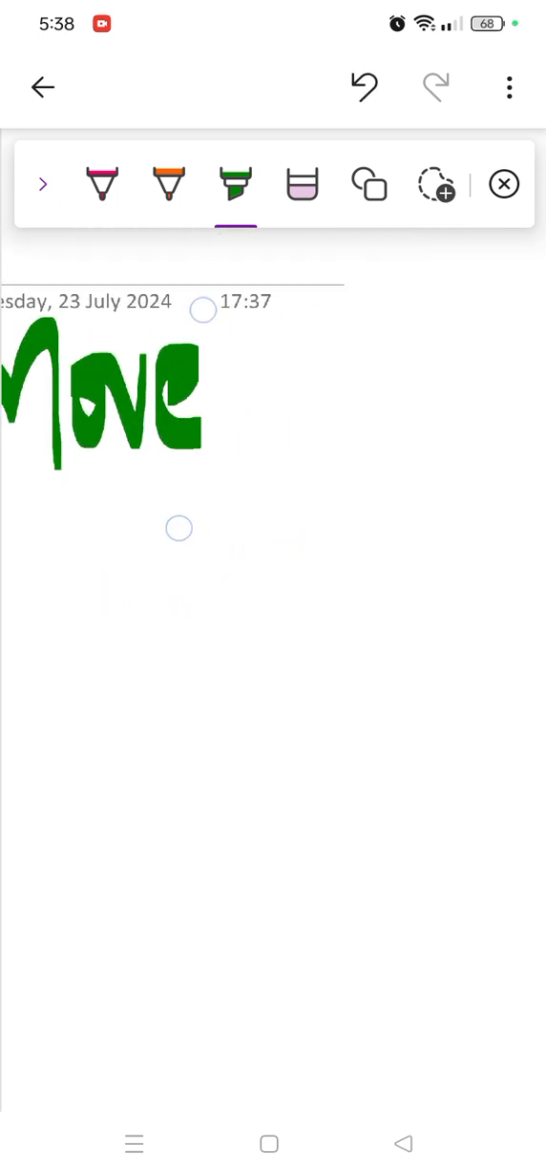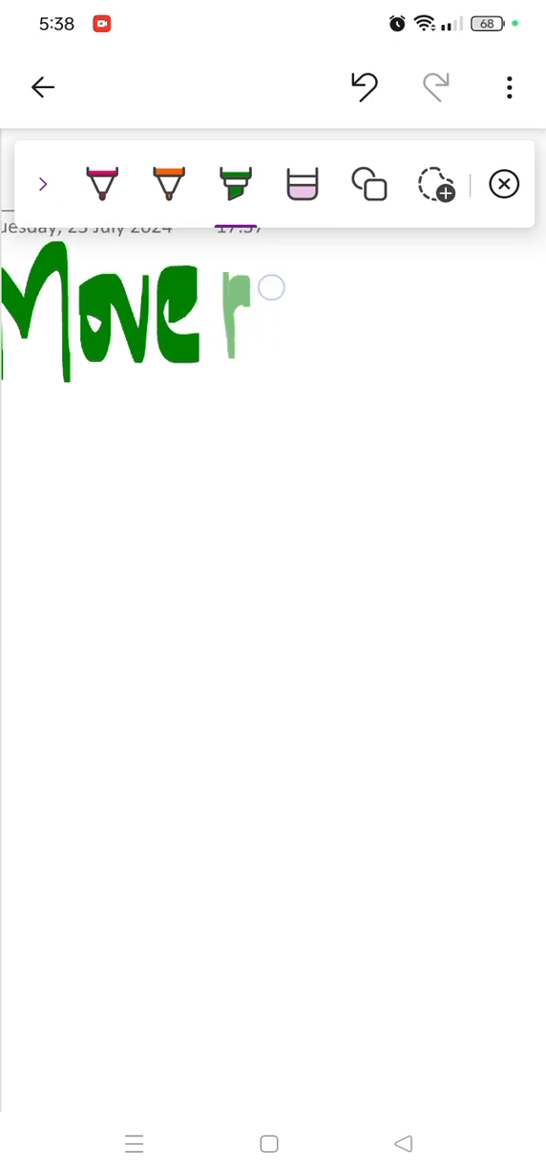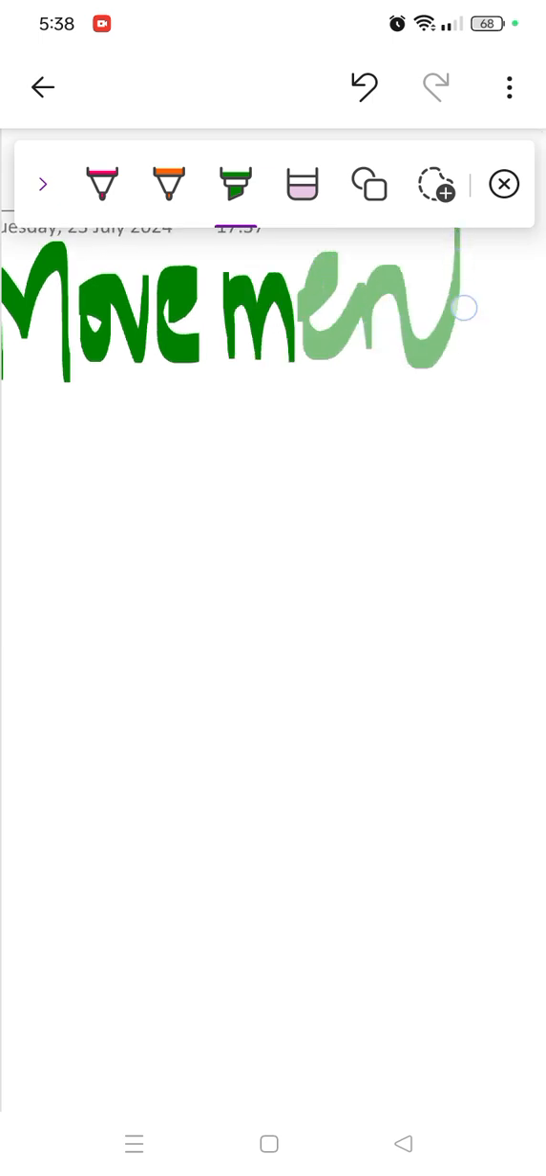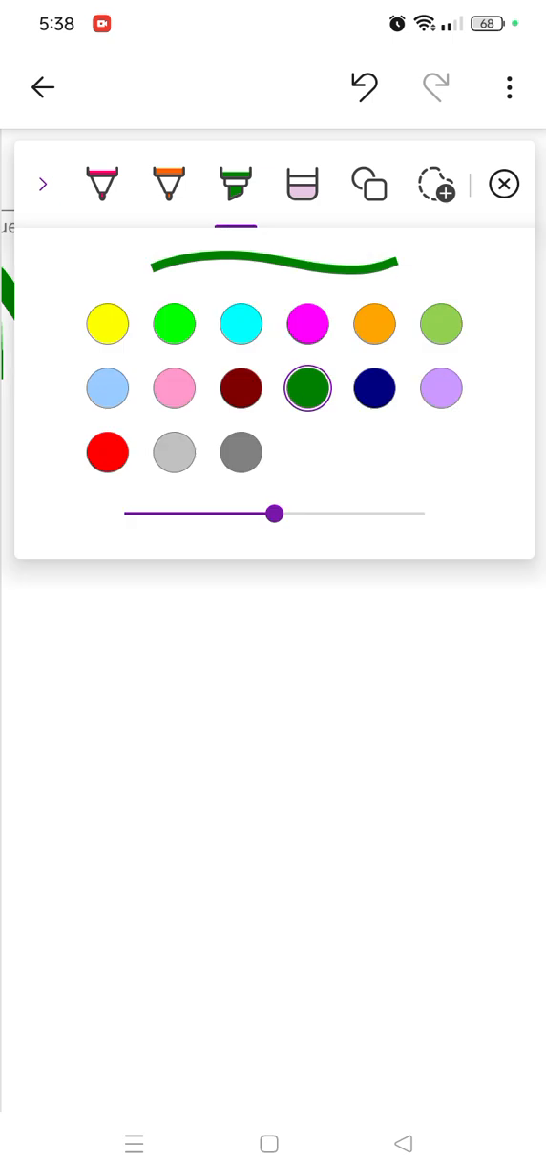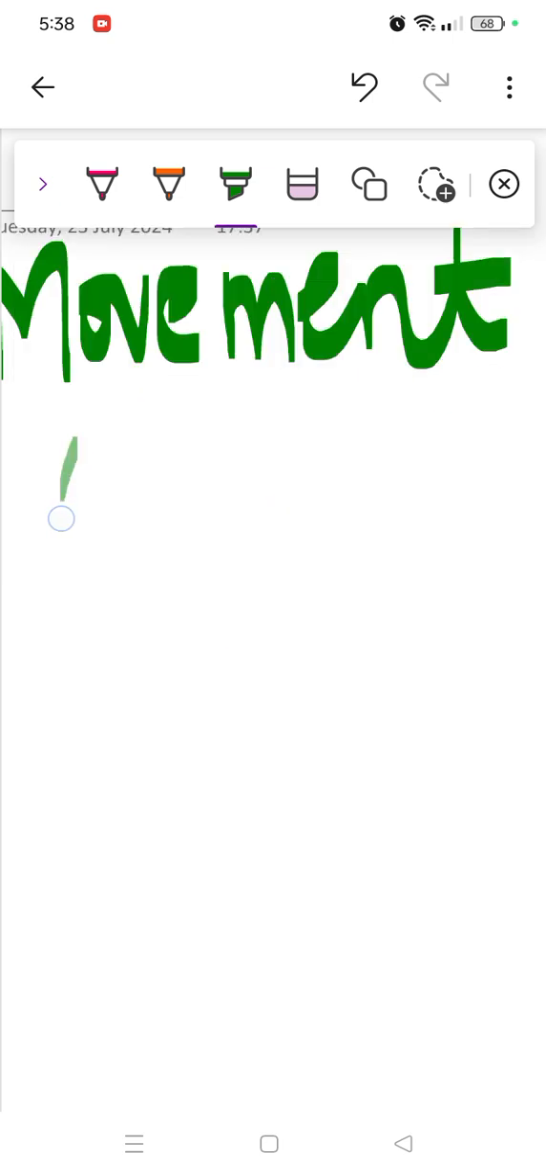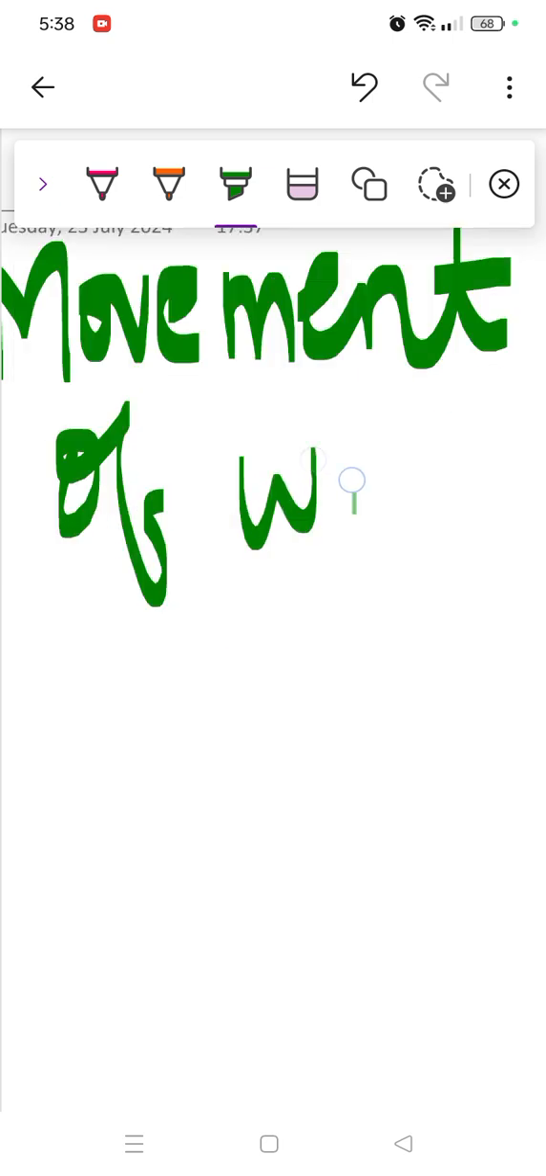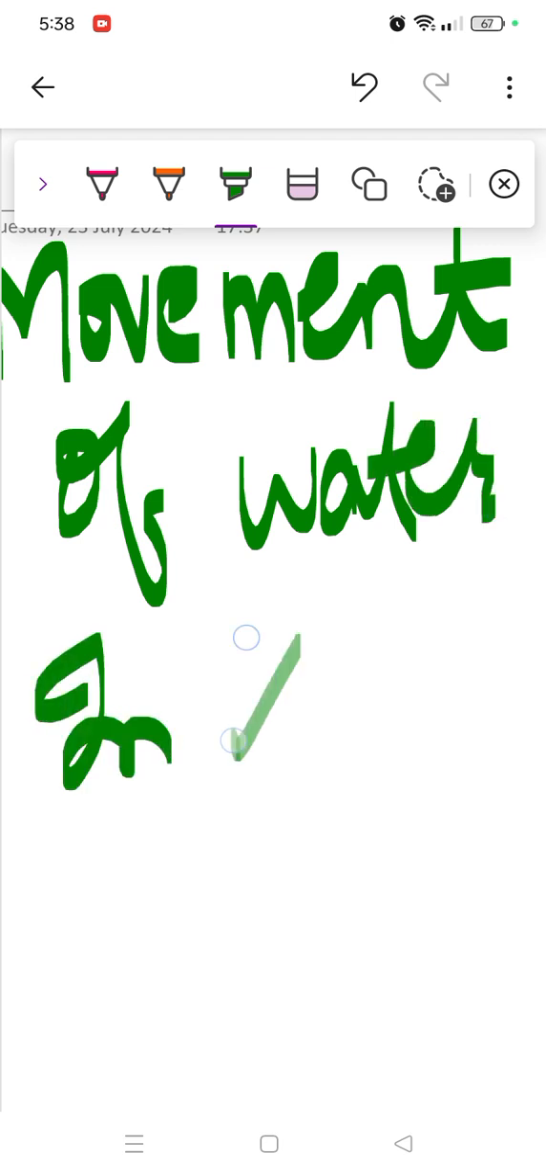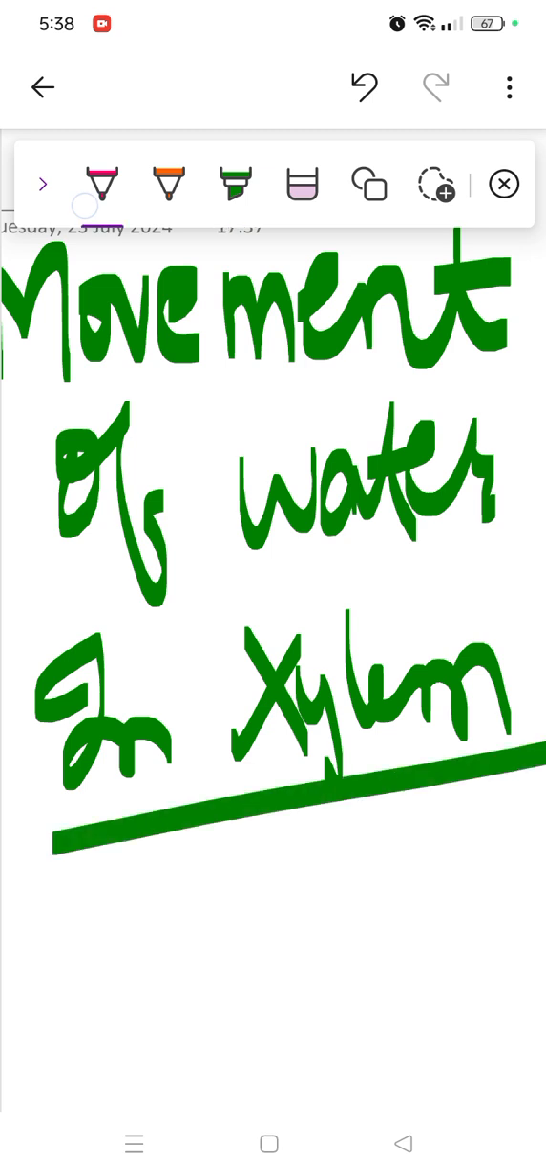We are going with another topic, which is movement of water in xylem. This would be an easy topic. So let's see what's written and how we'll understand. So let's start.